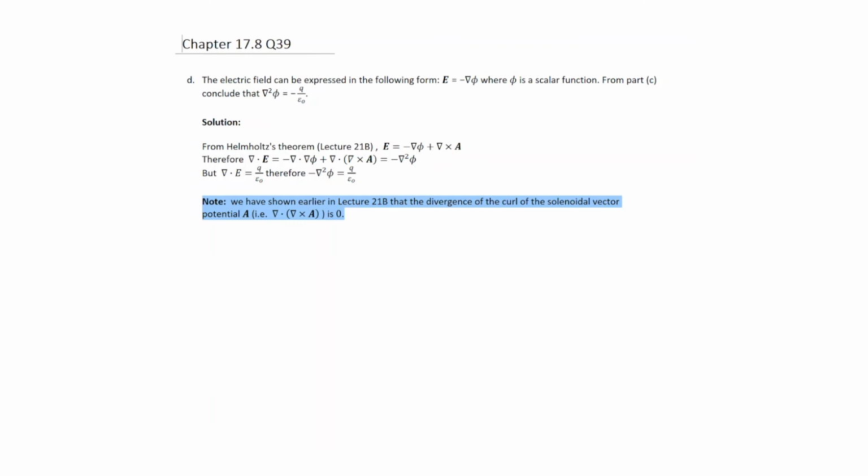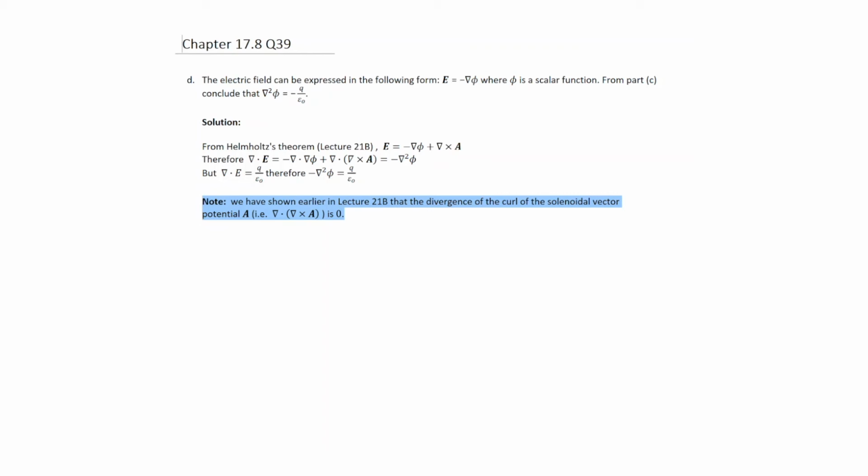Let's now consider question 39, part D, from chapter 17.8. The electric field can be expressed in the following form: E equals minus grad phi, where phi is a scalar function. That's what we'd like to determine. And so from part C, we then have to conclude that del squared phi equals minus q over epsilon naught. All right, so the solution starts by using the Helmholtz theorem, and you can find this in lecture 21b.